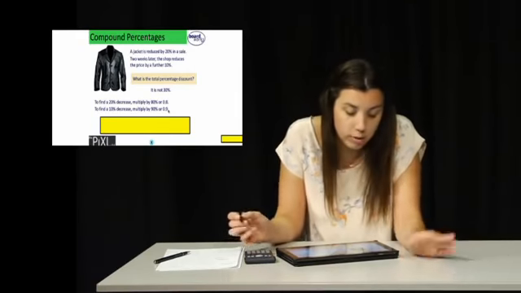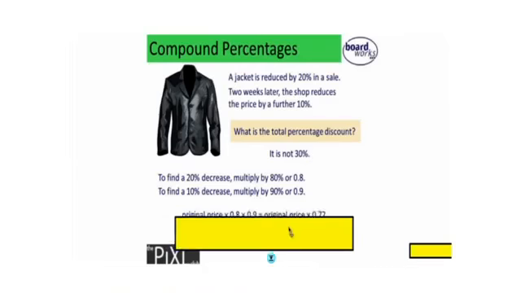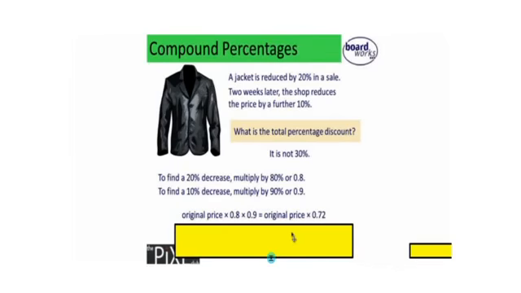We don't know what the original price of the jacket was, but let's just write out the original price, whatever that may be, times by 0.8, the first multiplier, times by 0.9, the second multiplier. Multiplying our 0.8 and our 0.9 together is 0.72.